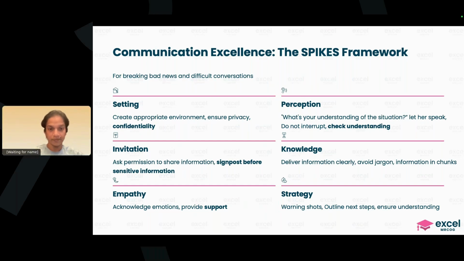SRH module, confidentiality. Then ask whether it's okay to proceed with questions, permission to ask questions. Always in the beginning, say that I may need to ask you a couple of questions. Is that okay with you? So that this will help us in making a management plan for you. Then you say, could you tell me about whatever? Signpost before sensitive information.